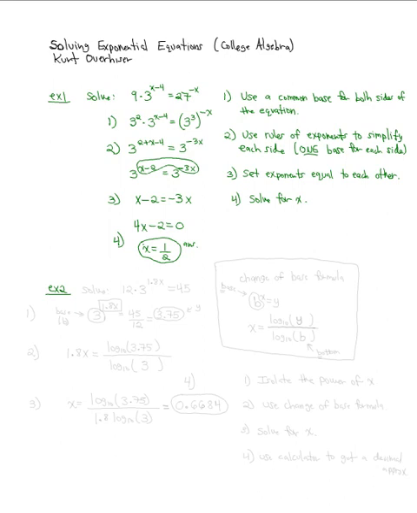In this example, we're going to solve 12 times 3 to the 1.8 times x power equals 45. Okay, now before we actually do this, we're going to use what's called the change of base formula. We're not going to use it right away, we're going to use it a little bit later on, but we'll go to the margin here and write down what that formula is.